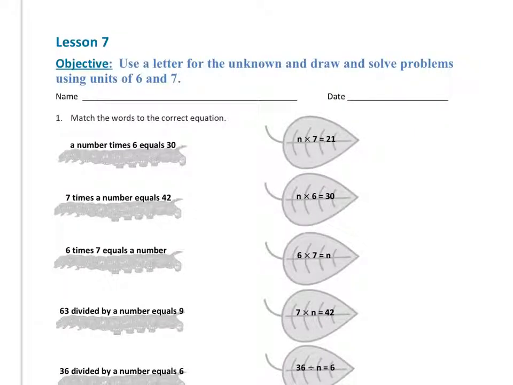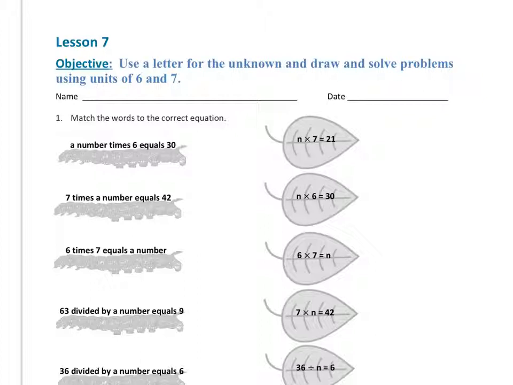Alright, congratulations. You made it to lesson 7, which is the second and last lesson of Bumblebee Math. Let's take a look real quick at what our objective is and what we're trying to learn, which is all that objective means. We are trying to learn to use a letter for the unknown and draw and solve problems using units of 6 and 7. So we'll be working with 6s and 7s quite a bit, and we're also going to be working again with letters to represent the unknown.